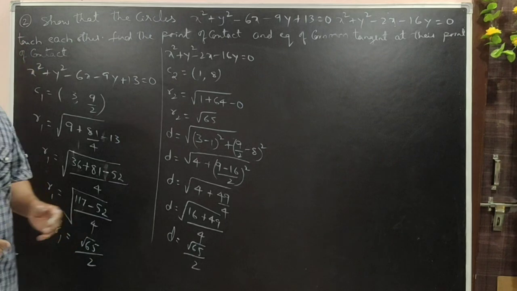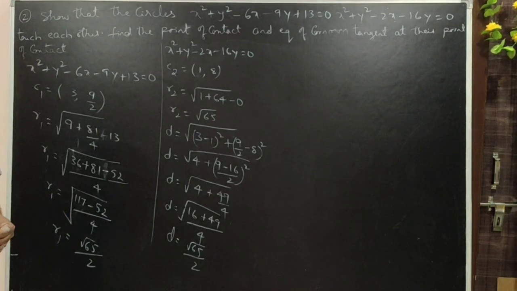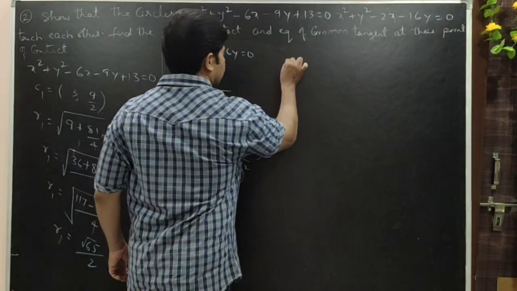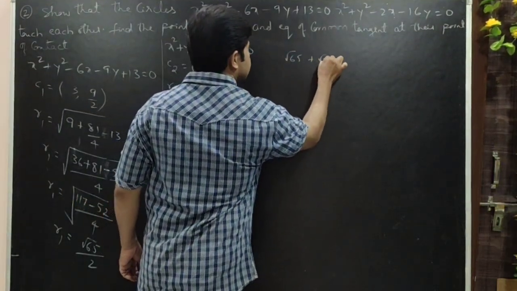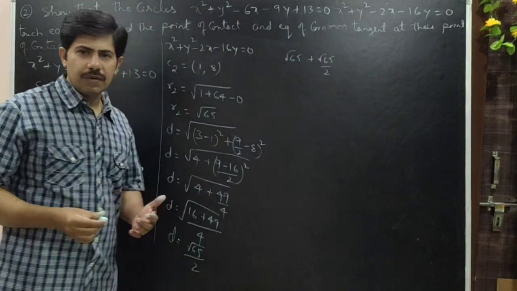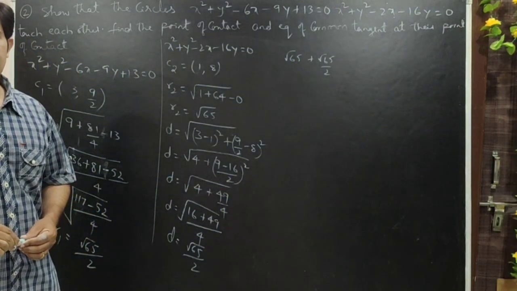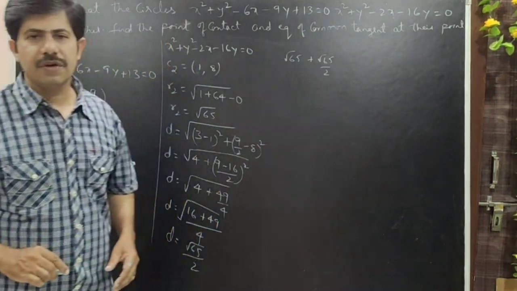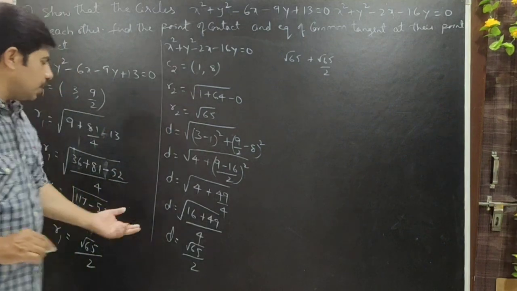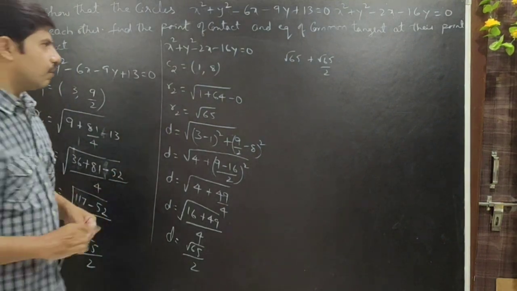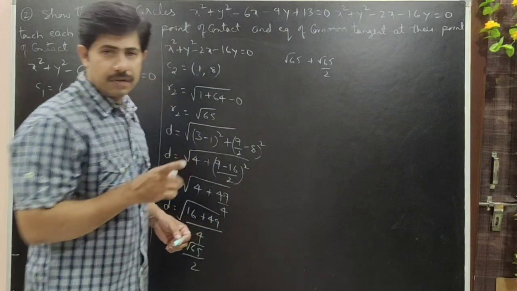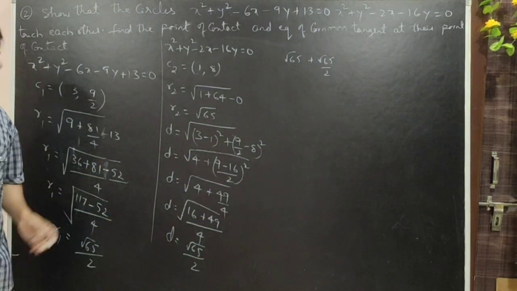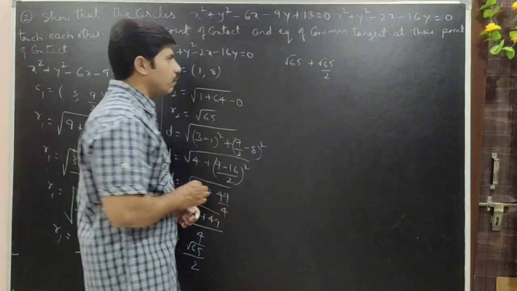See now, suppose you are checking for D is equal to R1 plus R2. So, what is R1? R1 is root 65 and R2 is root 65 by 2. Suppose I am checking R1 plus R2, you simplify this, we get 2 root 65 plus root 65 is 3 root 65, which is not equal to D. So, we will not go for R1 plus R2 because if you are adding R1 plus R2, we are getting 3 root 65. But what is D? It is only root 65.